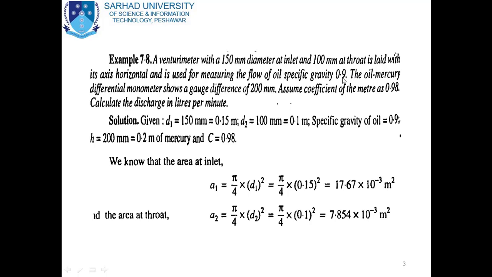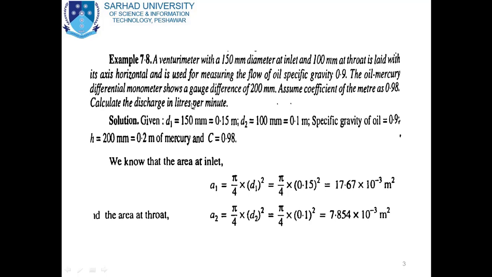0.9. The oil mercury differential manometer shows a gauge difference of 200 mm, and assume the coefficient of Venturi meter as 0.98. We have to calculate the discharge in liters per minute. So first of all, in the solution we will write the given data.